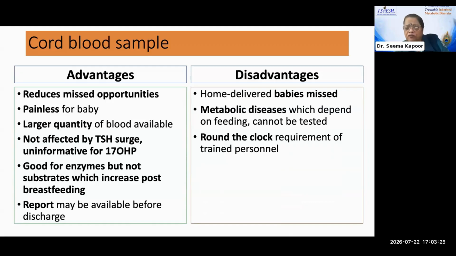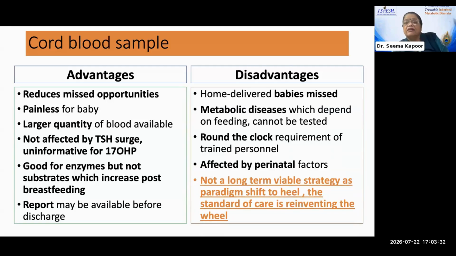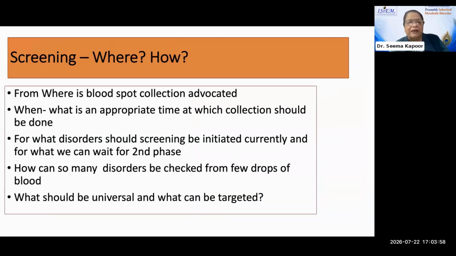You require round-the-clock professionals because birth can occur at any hour. They are affected significantly by perinatal factors. And once you start a program in the aeroplane mode, that is taking cord blood, it's like an aeroplane, just taken and sent. While with heel prick, you go explain to the mother, the baby looks well, you tell her, look, I want to take the blood. Reinventing the wheel is not possible. All countries who are doing cord blood have shifted to heel prick because you would like to expand tomorrow.